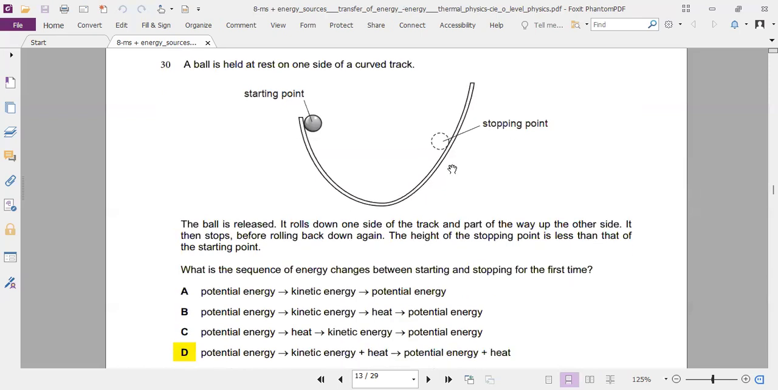So this one is a tricky question. As the ball moves down, while it is changing its GPE to KE, it is also producing some heat. So GPE will be KE plus heat. And then when it starts moving up, it is again losing the KE, gaining the GPE, but also producing heat. So potential energy plus heat.